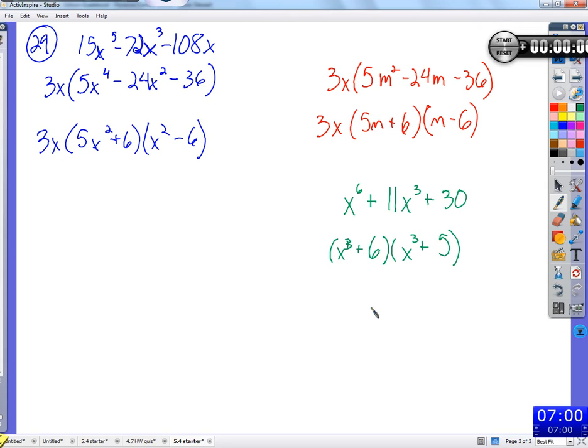Here, let's use the same coefficients and the same constant. What could I put here and here? Not to the sixth and to the third, and not the fourth and the second. Come up with a different example. Eight, x to the eighth, and x to the fourth.